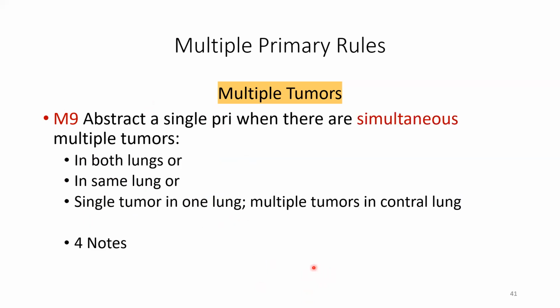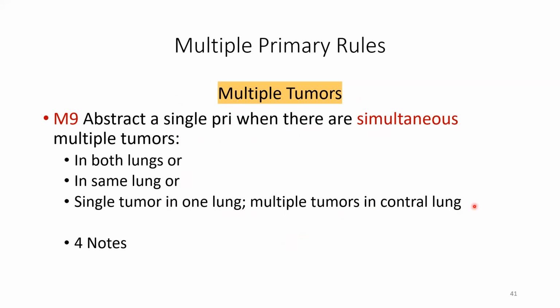All right, so those are all of the meat of the rules for having to know the histologies of your tumors. By the time you get here, a lot of the cases have already fallen out of the previous rules. If you don't know the histologies, you've said no to everything else, then you're going to land here. And you have multiple tumors, you're going to abstract a single primary. When you have simultaneous, at the same time, multiple tumors in both lungs, in the same lung, or a single tumor in one, multiple tumors in the other.